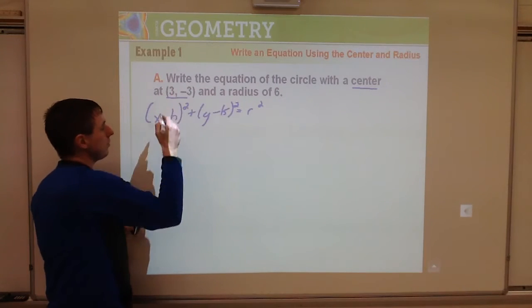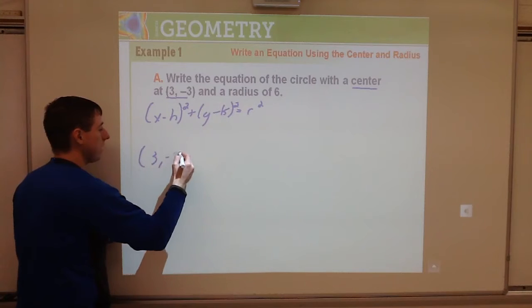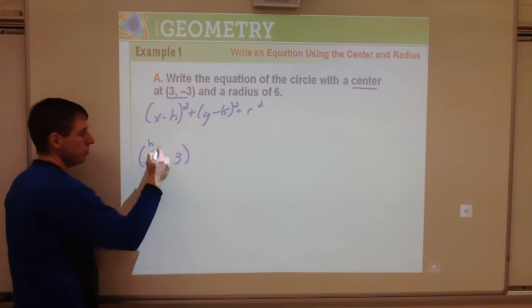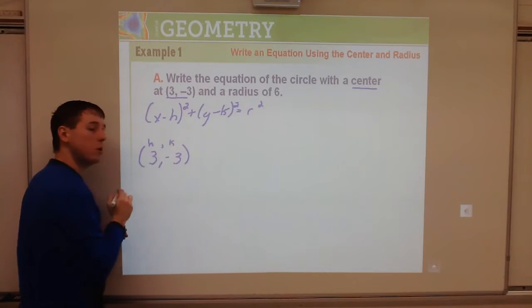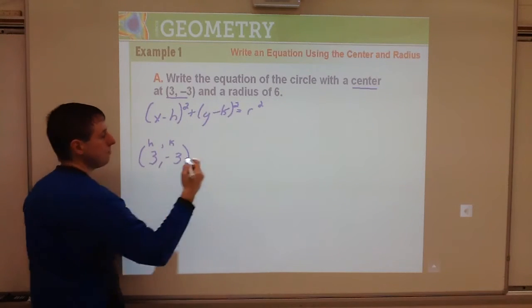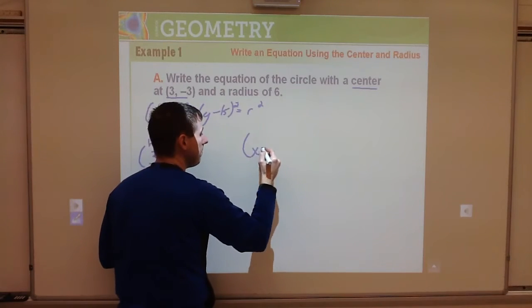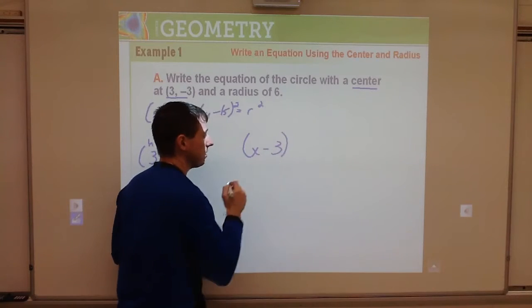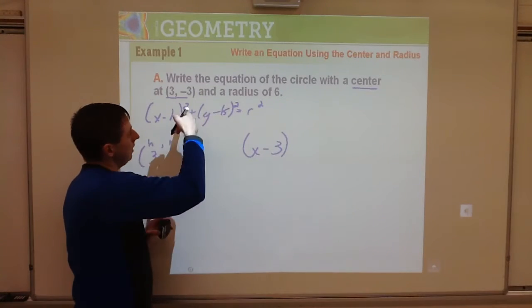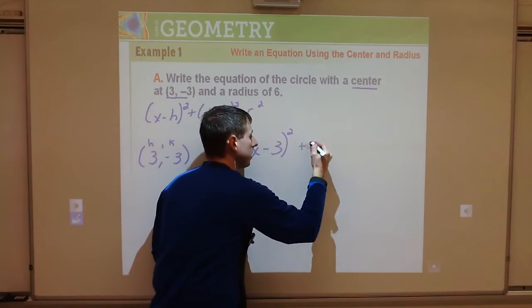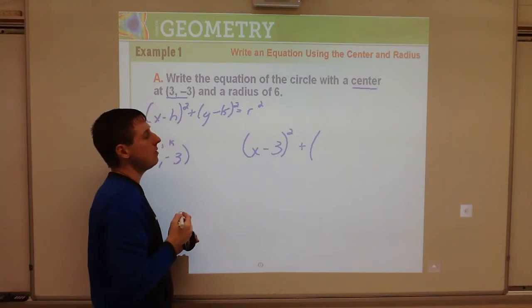The first number in your center, that's always your h. The second number is always your k. So I'm just going to put those two numbers into their two spots right there. So it'll say x minus, if that's a positive 3, it'll stay x minus positive 3. Okay, don't forget your little parentheses squared, so put a little square on there. And then in between, it's always a plus.